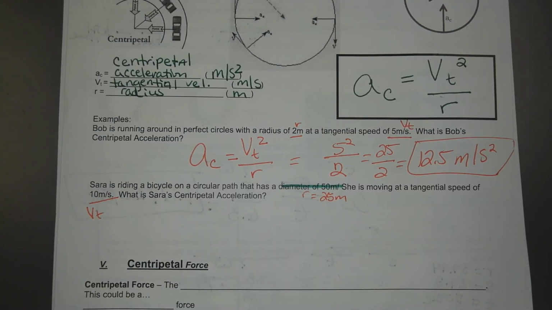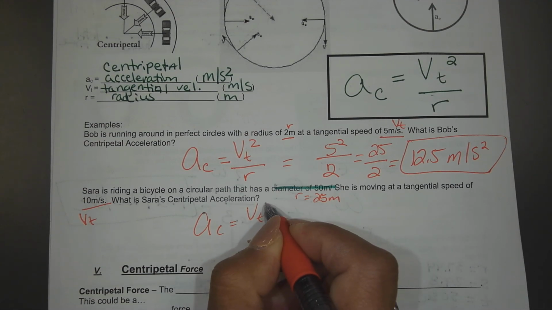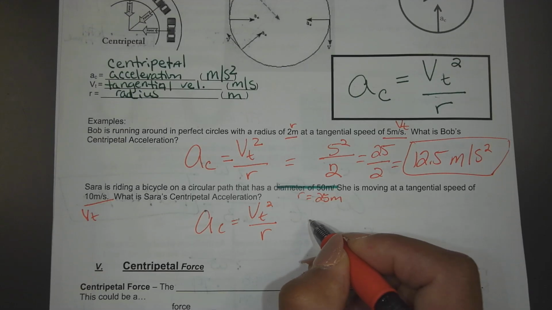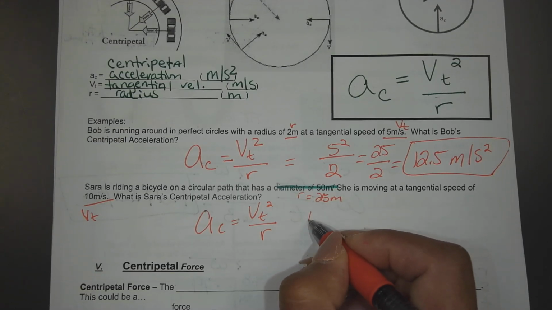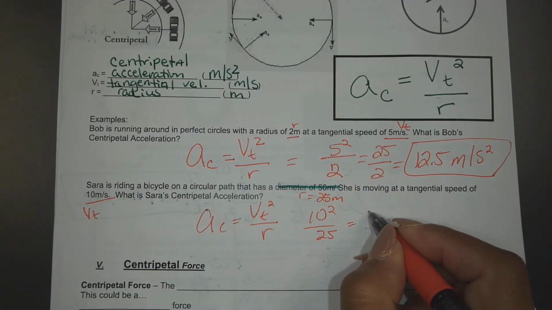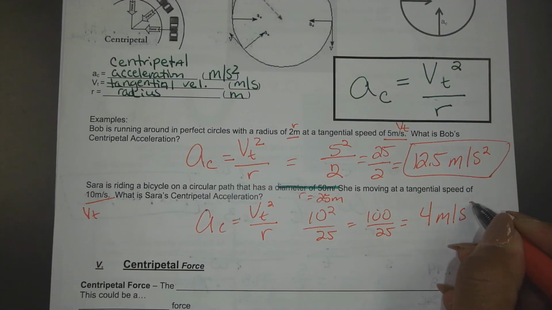Remember, tangent velocity, tangent speed, or the other words that we use was angular speed. It's the same thing, tomato, tomato. How fast is it moving? Now, centripetal acceleration is the tangent velocity or tangent speed squared over r, or for this situation, it would be 10 squared over 25, not diameter. 100 divided by 25 is 4 meters per second squared.